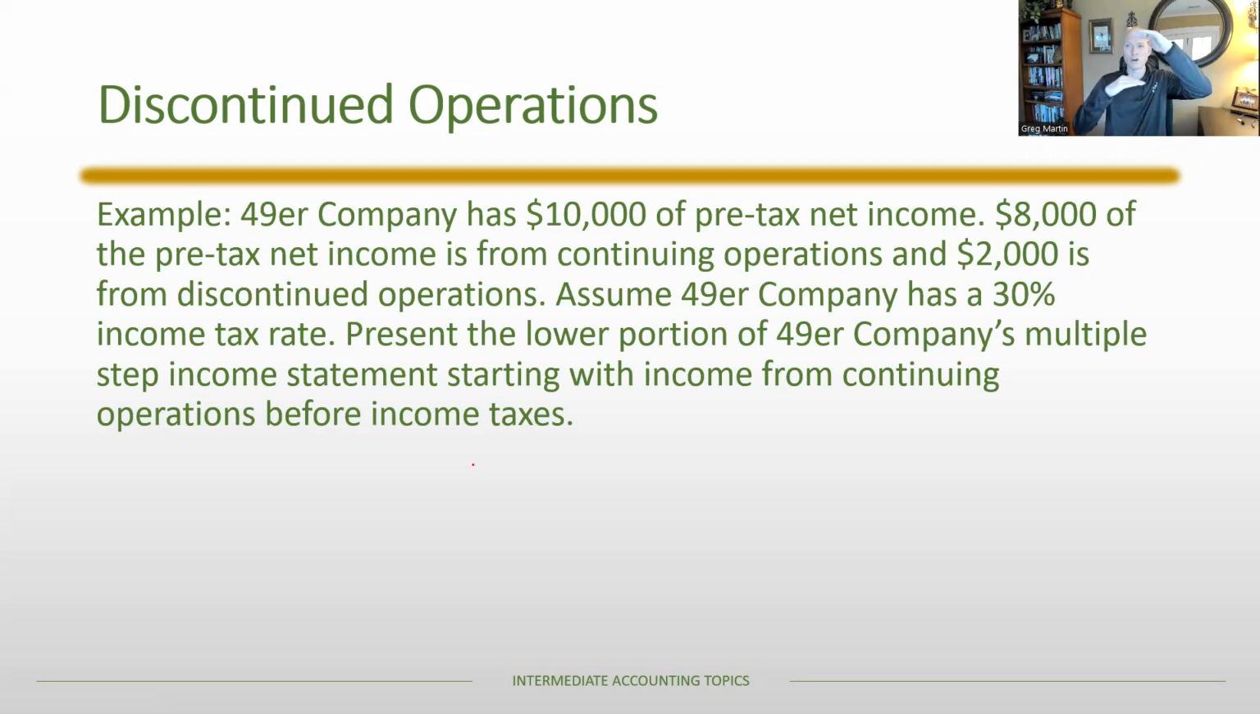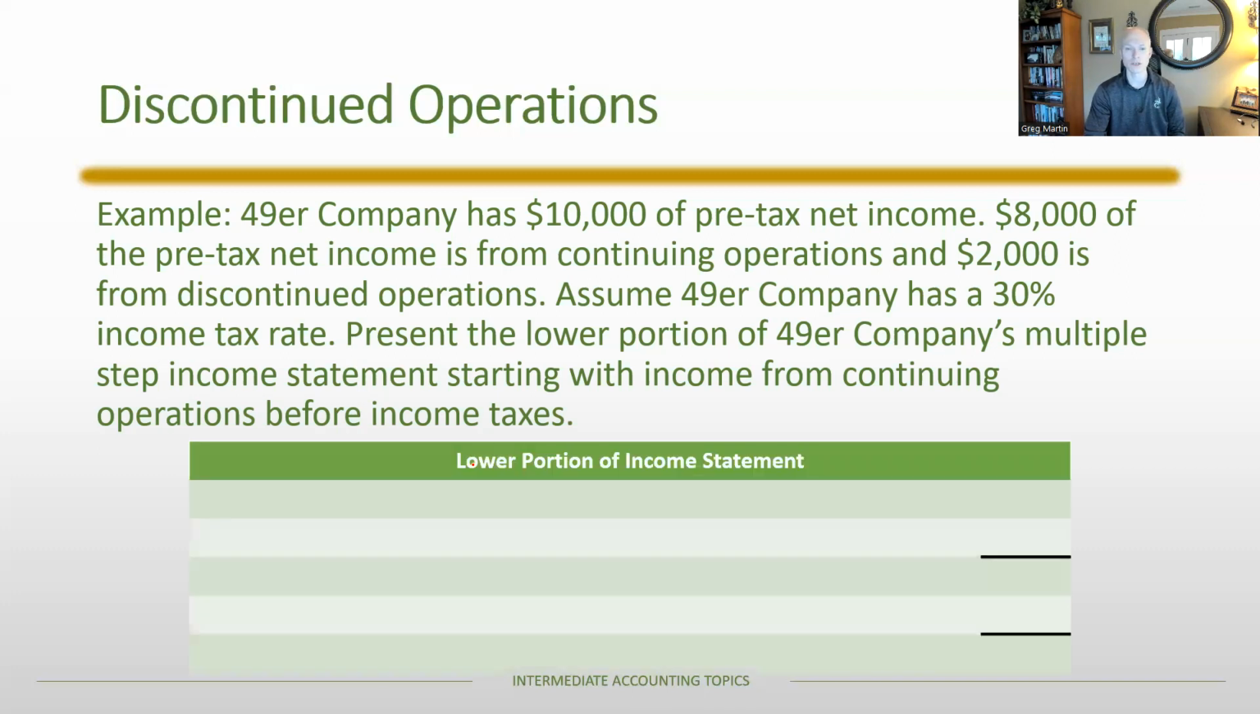Your continuing operations are at the top of the income statement, and then discontinued operations are the lower section. 49er Company has $10,000 of pre-tax net income. 8,000 is pre-tax net income from continuing operations, and 2,000 is from discontinued operations. We're going to assume a 30% tax rate, and we just need to report the lower section.